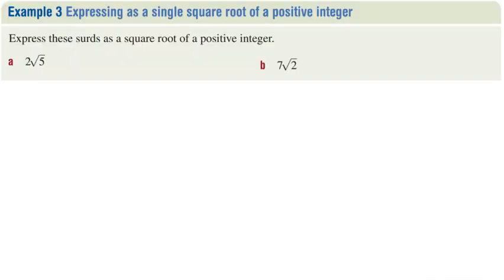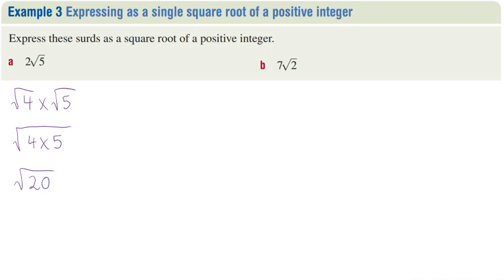We'll whiz through these last two examples. So the first thing I need to do is square the outside number. So 2 squared is 4. Put it inside the surd symbol, and then we're multiplying it by the square root 5. Put it all together, so 4 times 5, and 4 times 5 is 20.